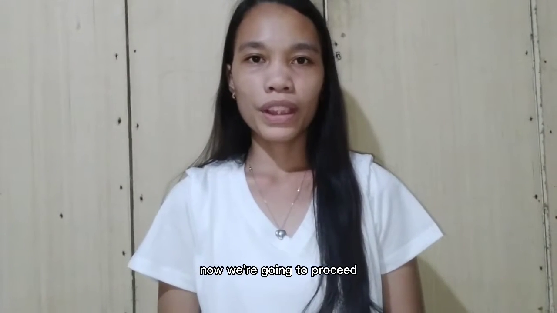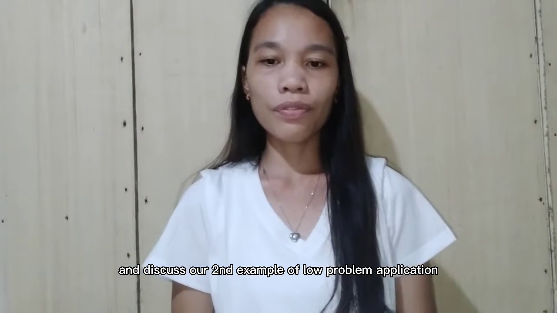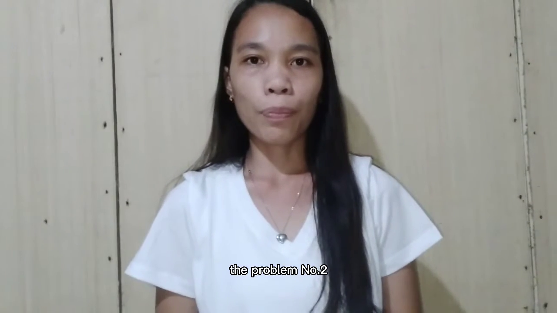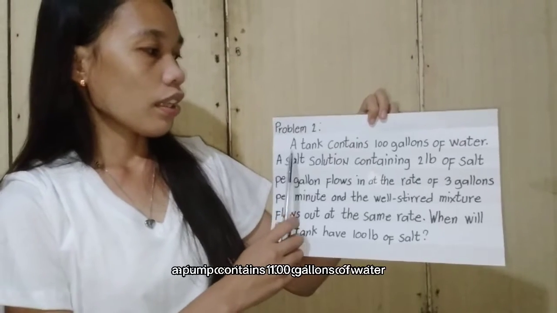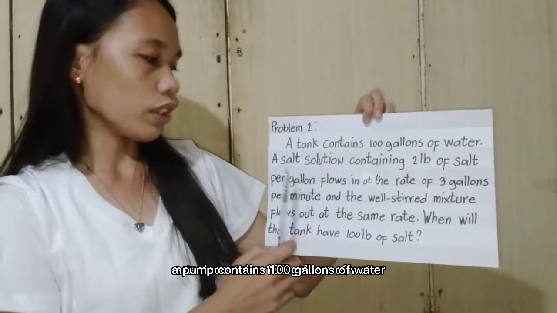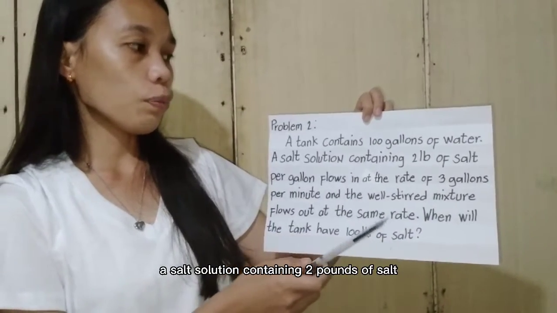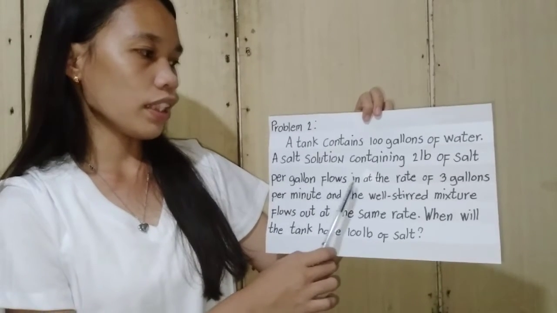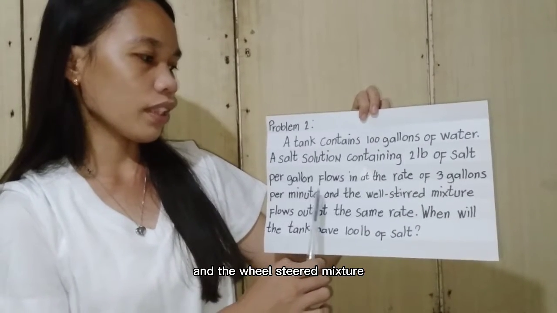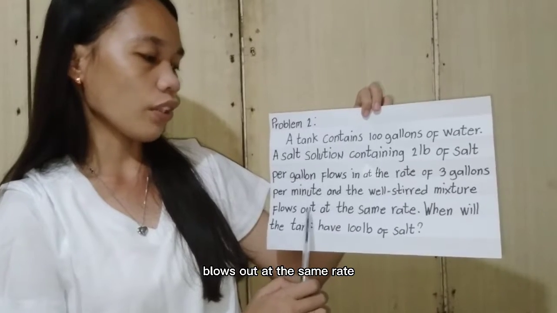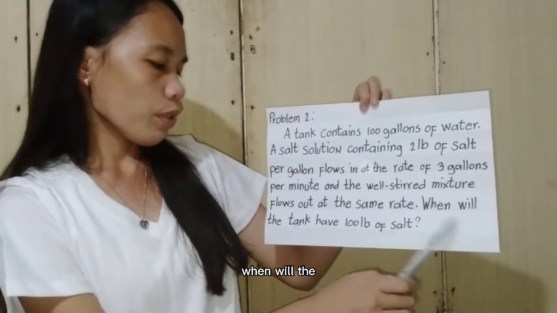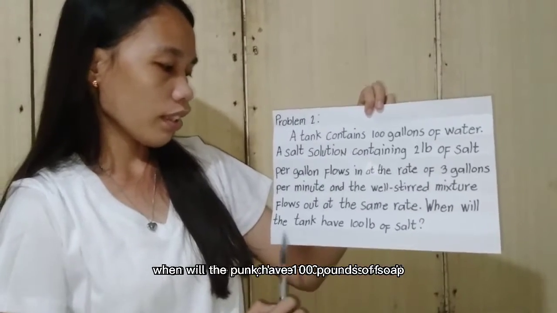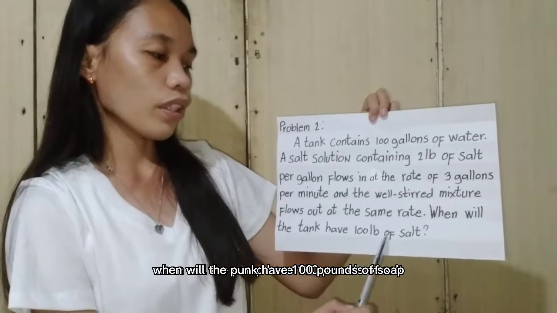Now we're going to proceed and discuss our second example of flow problem application. Problem number 2. A tank contains 100 gallons of water. A salt solution containing 2 pounds of salt per gallon flows in at the rate of 3 gallons per minute and the well-stirred mixture flows out at the same rate. When will the tank have 100 pounds of salt?